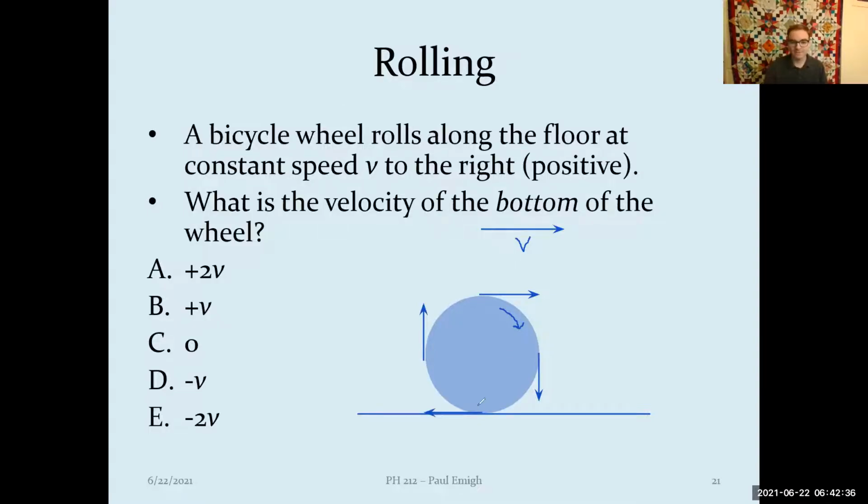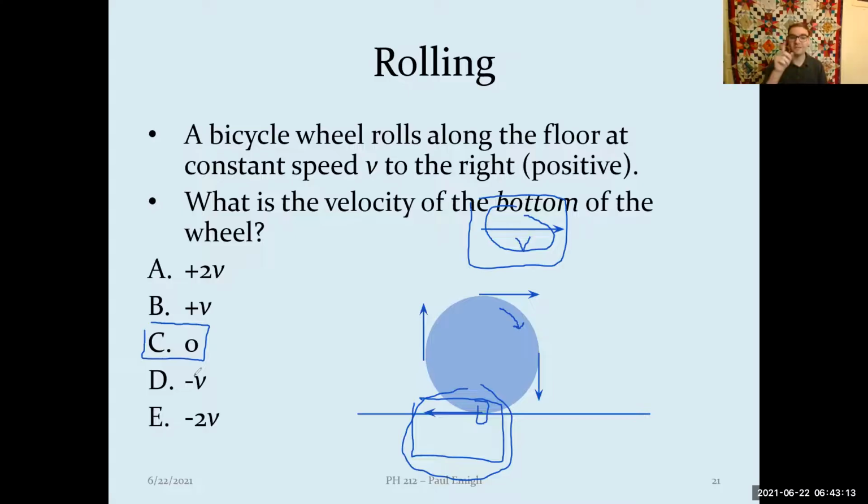So if I want to think about the bottom of the wheel, I have to add together the velocity of the wheel as a whole and the velocity of the bottom of the wheel. And it turns out that the velocity at the edge of the wheel has to be the same as the velocity of the center of mass of the wheel. And if that's true, then this vector here and this vector here actually cancel out for the bottom of the wheel. And my combined velocity relative to the ground for the bottom of the wheel is actually going to be 0. The point where the wheel is in contact with the ground actually doesn't move, which is really cool.